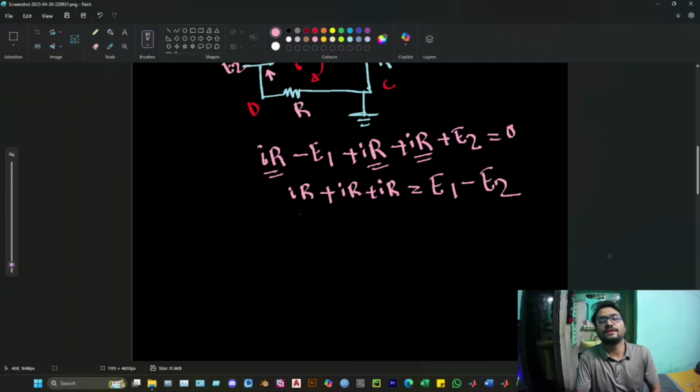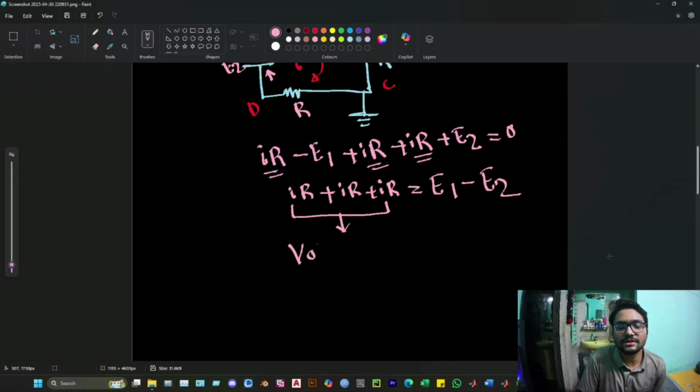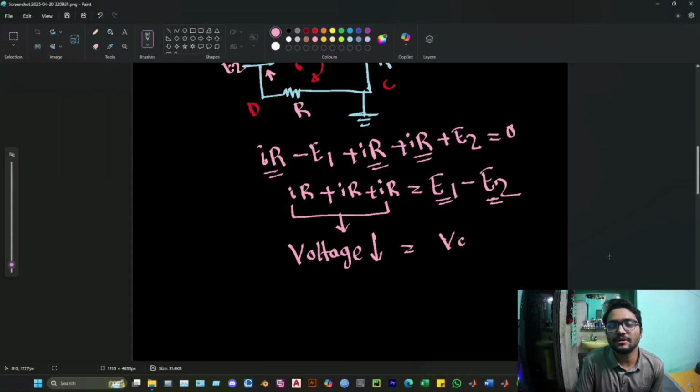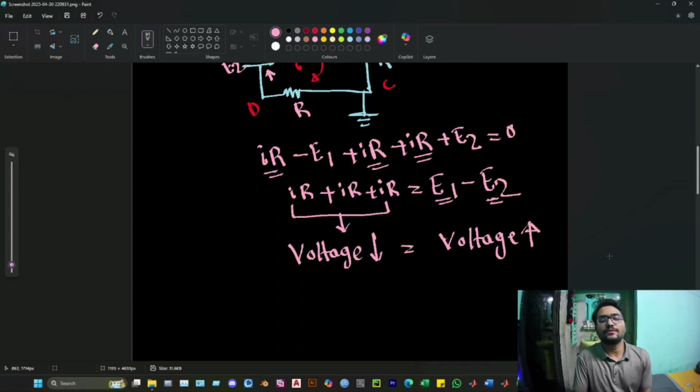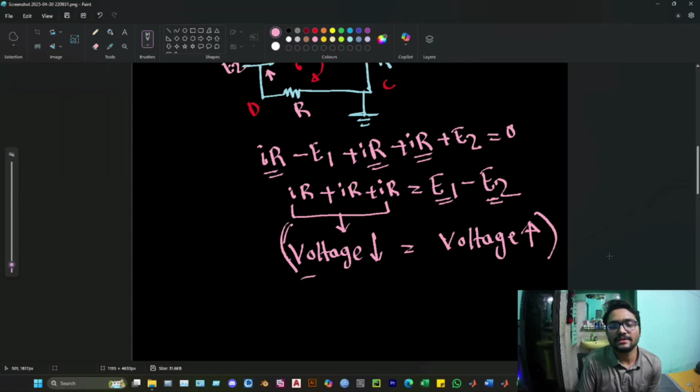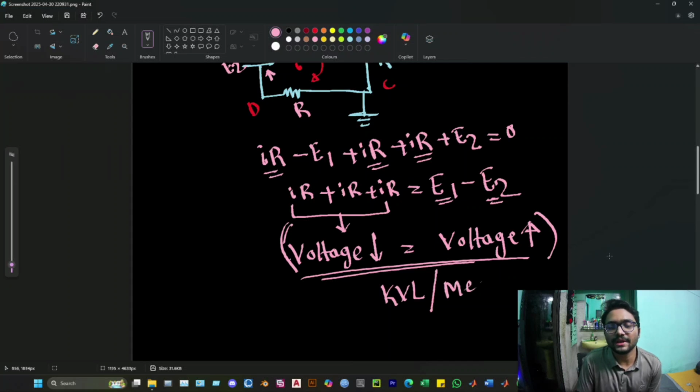So here we see that on the left hand side are all the voltages decreased by the resistors. On the right hand side, depending on the polarity, E1 is increasing the voltage and E2 is decreasing the voltage. In summation, this is the voltage increased by the battery or the voltage source. So according to KVL, the voltage decrease is equal to the voltage increase, and this is finally the KVL, or we can also call it the mesh equation or mesh analysis equation.